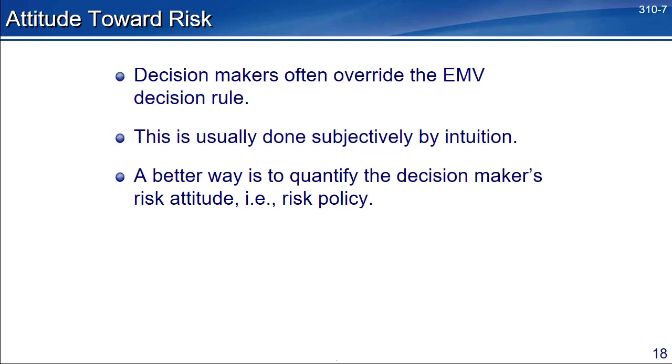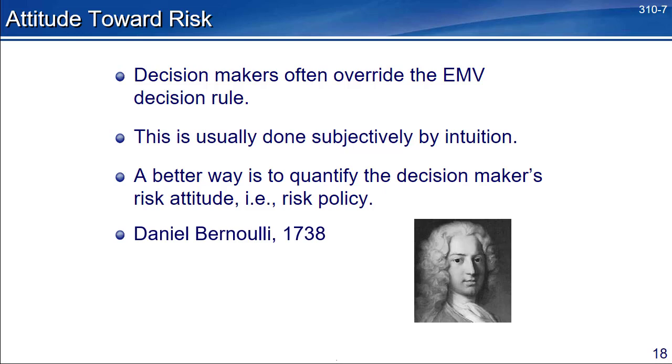Decision makers often override the EMV decision rule in important, risky decisions. This is rational and usually done with experience and intuition. A more consistent approach is to have and apply a risk policy expressed as a utility function. This idea is not new. Mathematician and scientist Daniel Bernoulli proposed a utility function in 1738. Utility functions are now well established in psychology and economics.